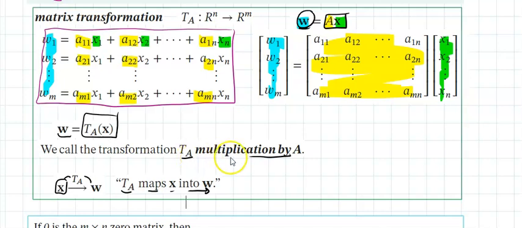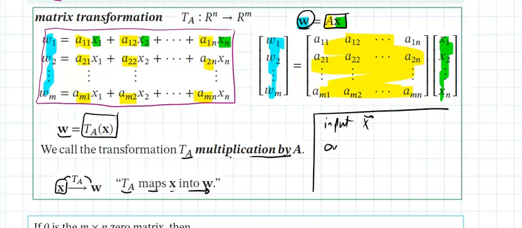Now here there are a few things to keep in mind. We are inputting X, and the output is AX, which is W. And as I get to the first problem, I'll elaborate on what that means.